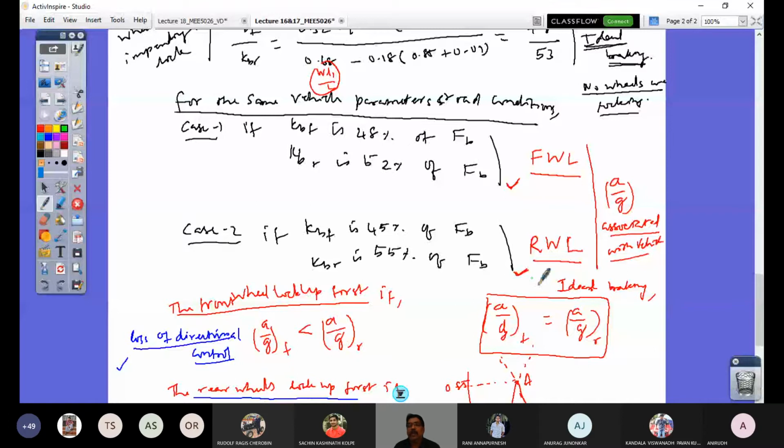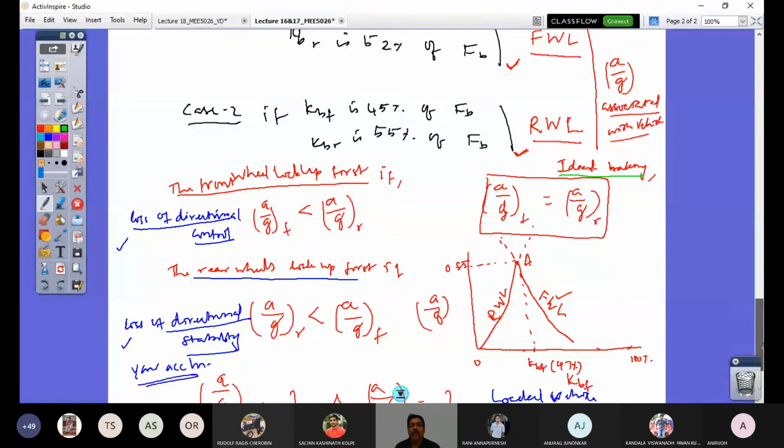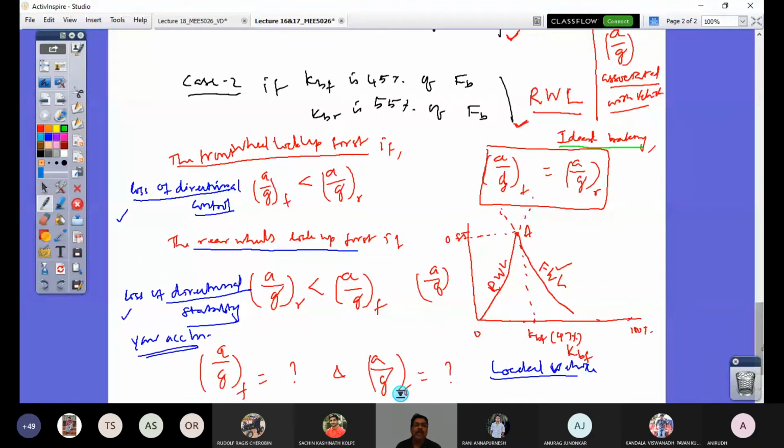In case A by GF is smaller than A by GR, then it is the condition of loss of directional control. Or the other way, if A by GR is less than A by GF, then it is the condition of loss of directional stability, which is a very, very crucial or unwanted event in the driving scenario.